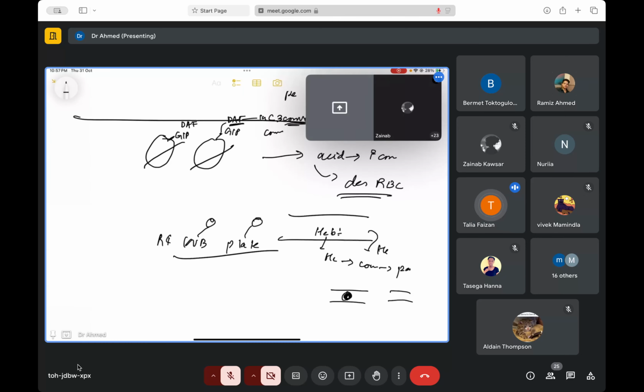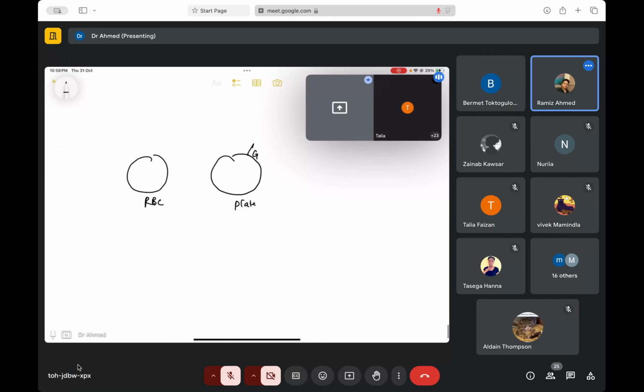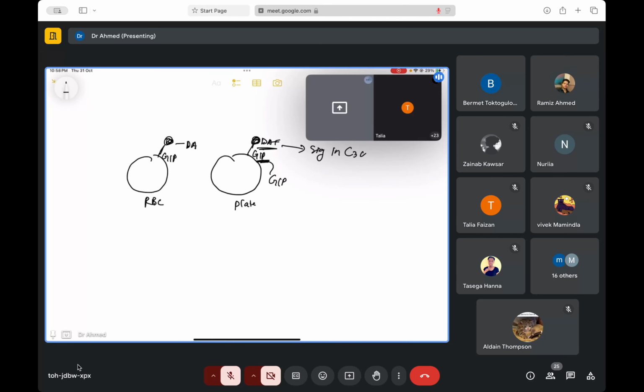Doctor, can you repeat this whole process again? Sure. Upon the surface of your red blood cells and your platelets, you have GPI anchoring molecules. On the surface of that, you have DAF. For example, if someone has a mutation of GPI, it means you do not have DAF. What is the significance of DAF? It basically inhibits your C3 convertase.